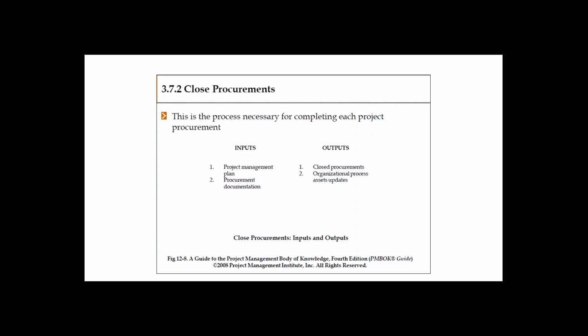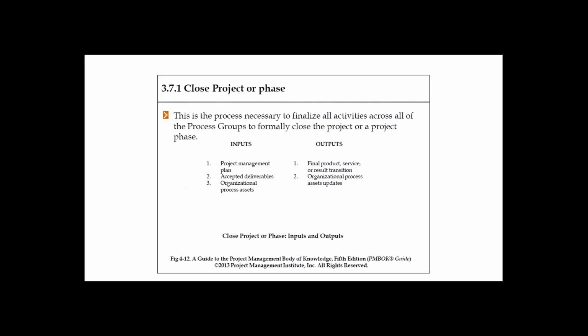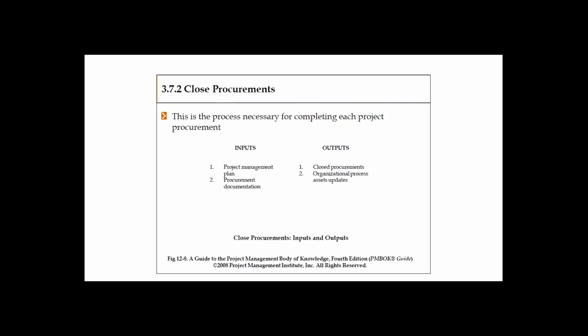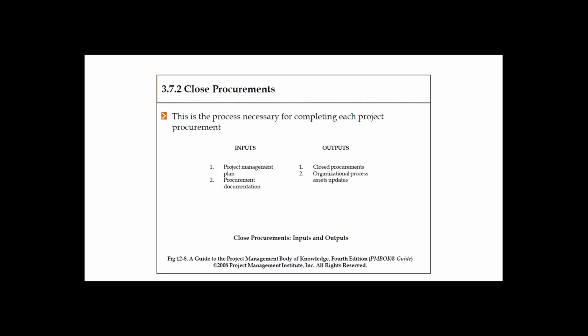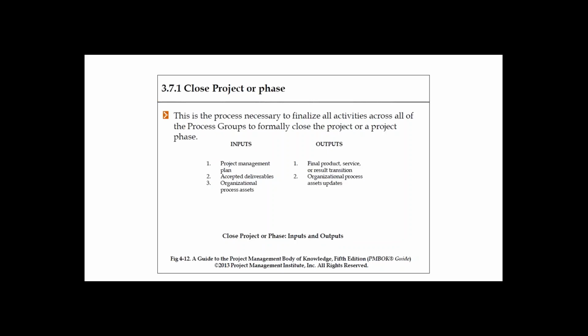There are two things. One is Close Project or Phase, which happens in Integration. You need to be very careful. This is the Close Procurements process, and this is the Close Project or Phase process. Close Procurements deals with the procurement, and Close Project or Phase deals with the overall project or phase.